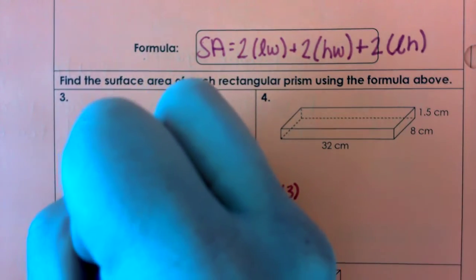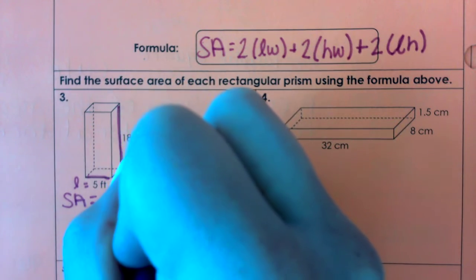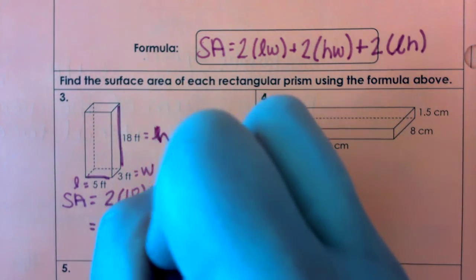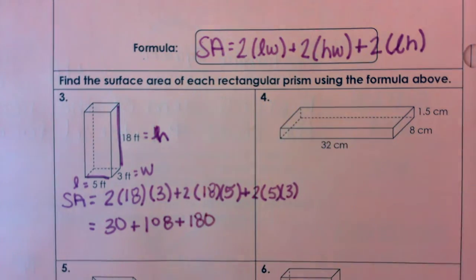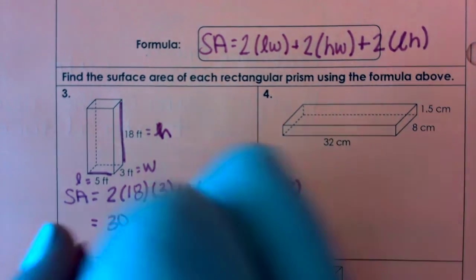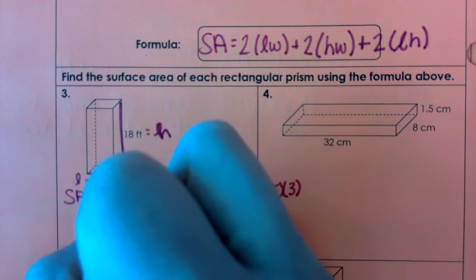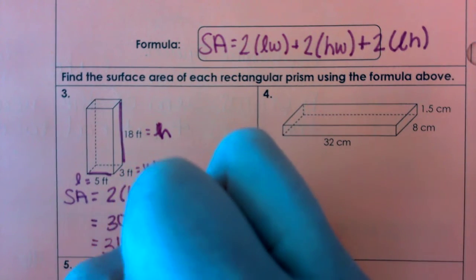So then I'm going to get 30 plus 108 plus 180. So I get 318 feet squared.